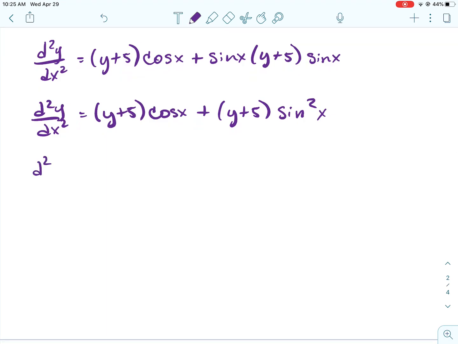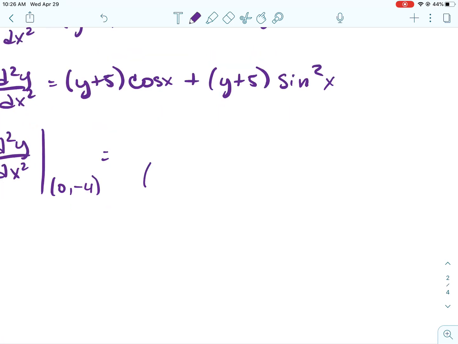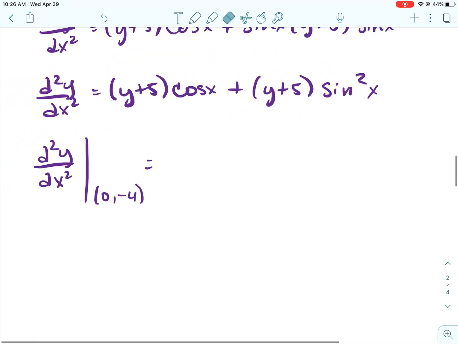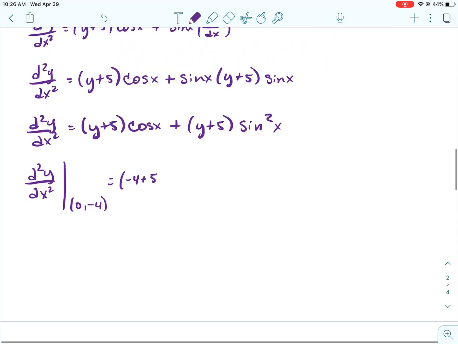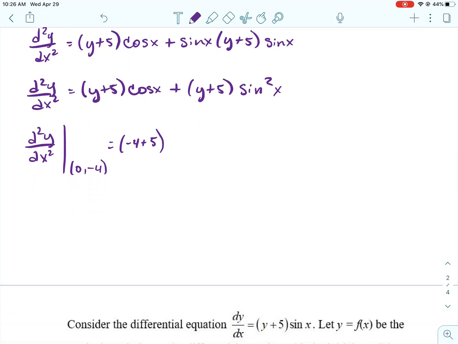Okay, so this is going to give you y plus 5 times sine squared of x as your second derivative. All right, and what we want to know is at the point (0, -4), if this is positive or negative, and that will tell us our concavity. Now I can tell by looking at what I drew that it's concave up there, but it's possible that my drawing was wrong. I did struggle quite a bit.